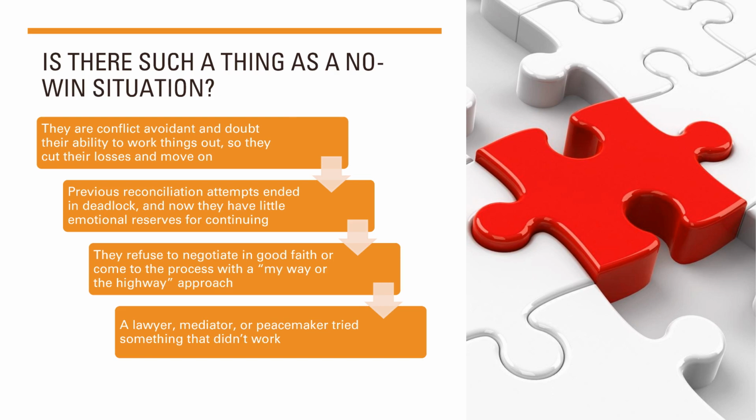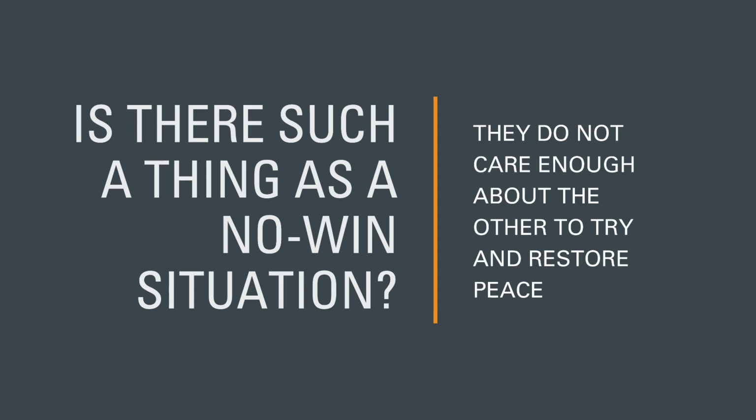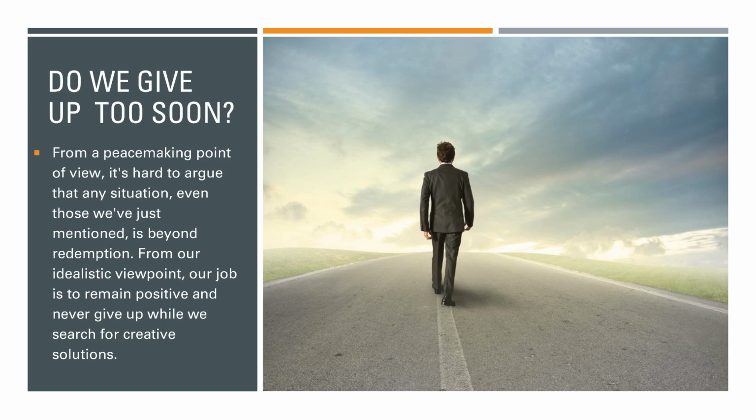Number eight, they refuse to negotiate in good faith or come to the process with a my-way-or-the-highway approach. Number nine, a lawyer, mediator, or peacemaker tried something that didn't work. And finally, number 10, they do not care enough about the other to try and restore peace. Of course, more reasons could explain why people assume they are caught in a no-win situation.